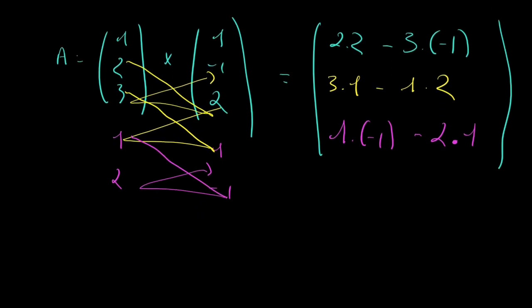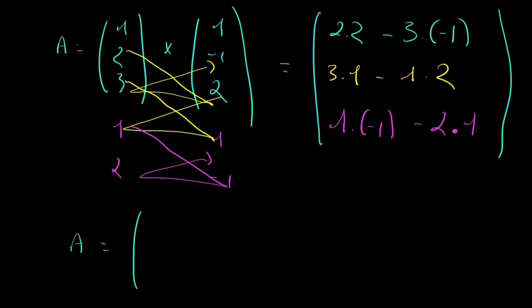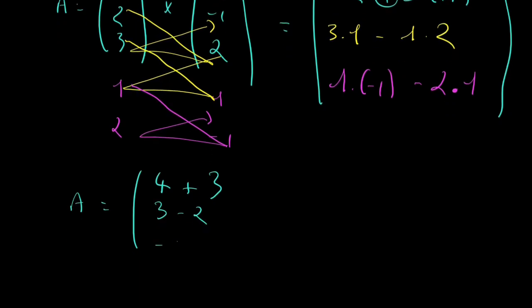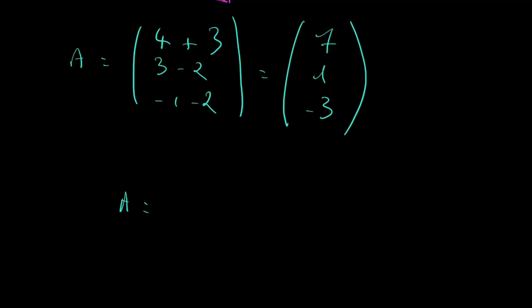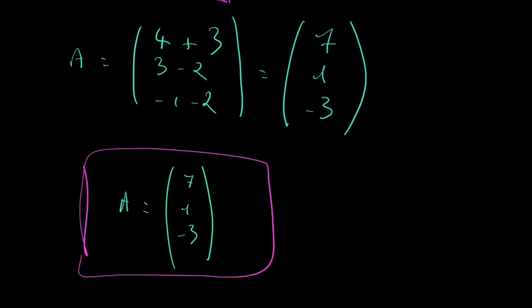And now I just have to do the calculation. A is equal to what? To 4, minus times minus gives plus 3. Second coordinate, we've got 3 minus 2. And last coordinate, we've got minus 1 minus 2. And that gives us 7, 1, minus 3. And we conclude by saying that A is equal to 7, 1, minus 3. And we are done with the exercise.